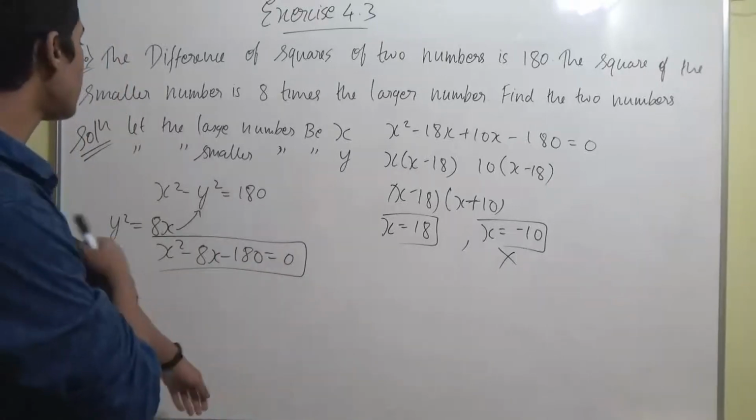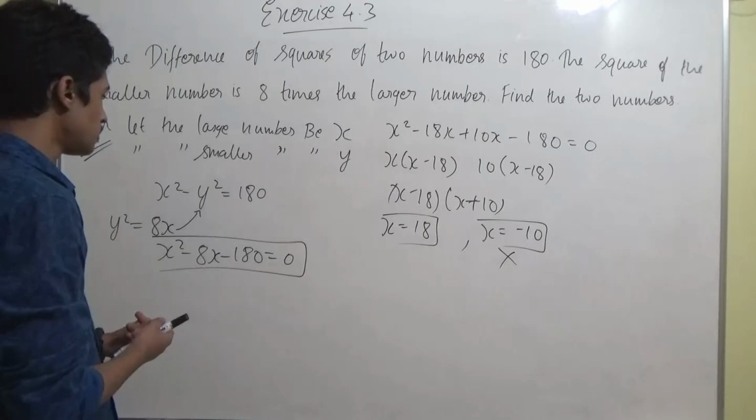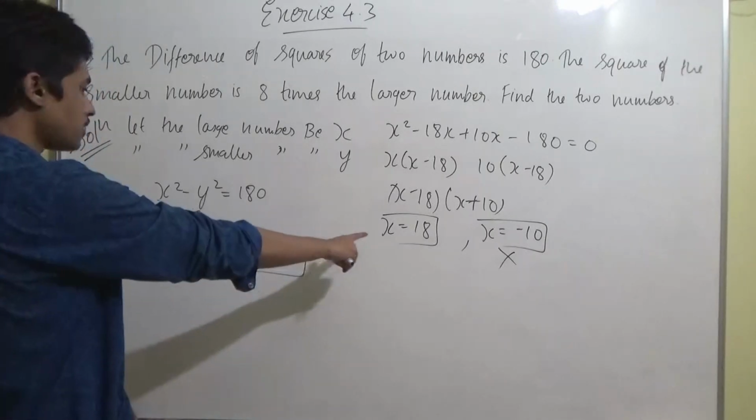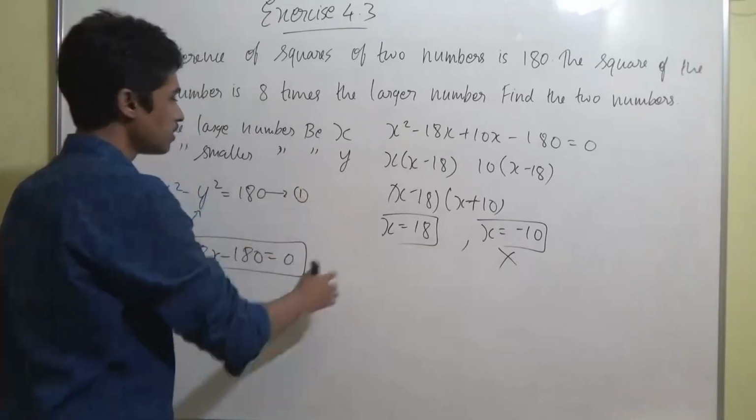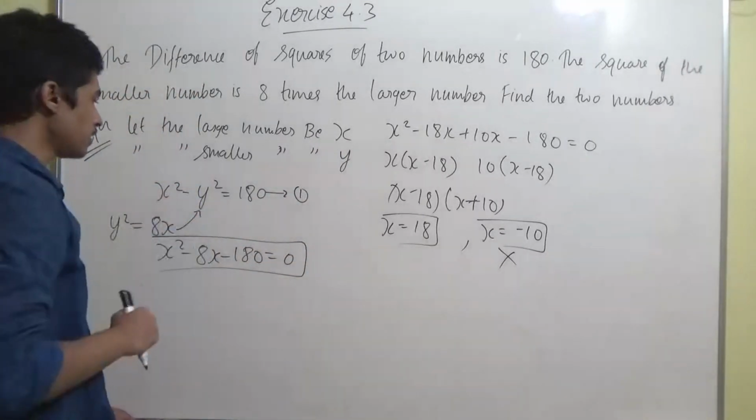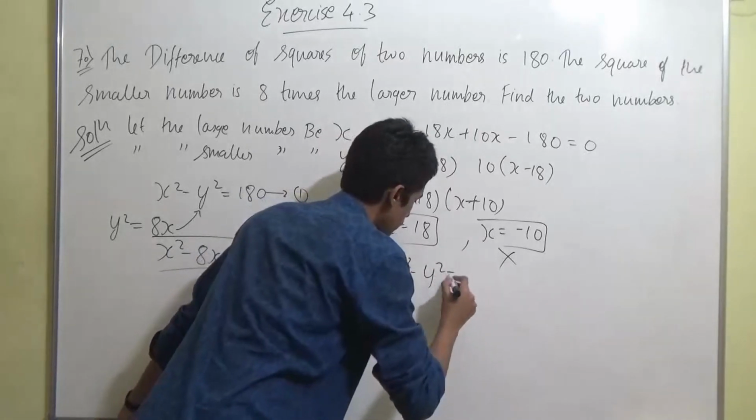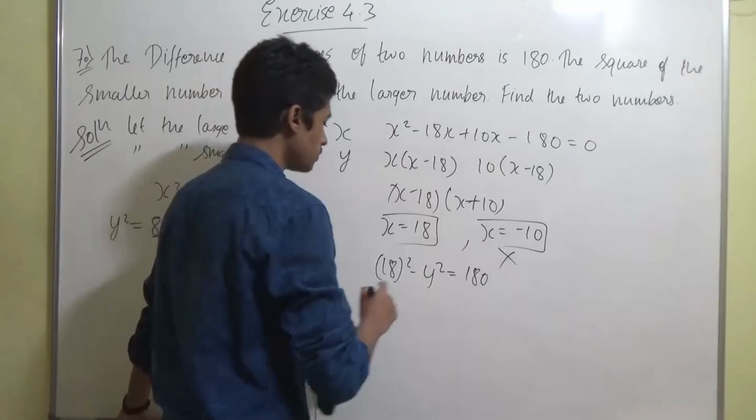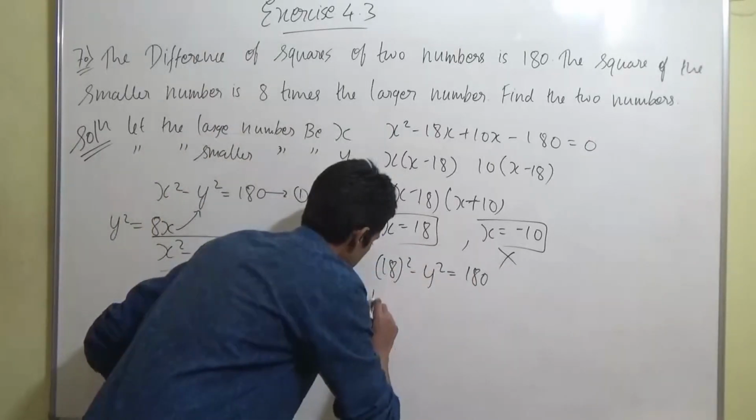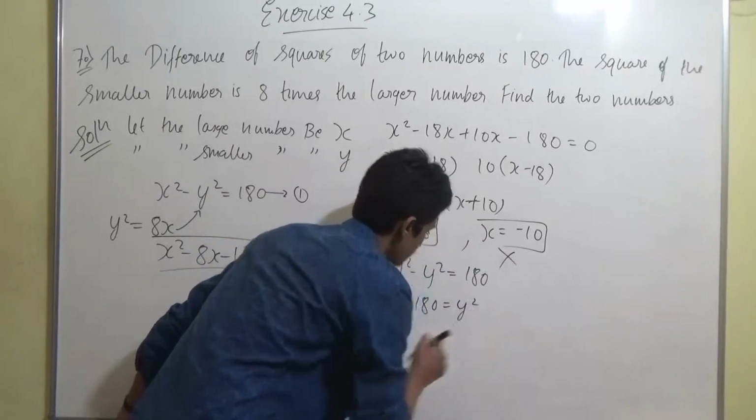Now we have to find the value of y, right? To find the value of y, we'll put the value of x in this equation. Let's consider equation 1. So substituting the value of x in equation 1, we'll get 18 square minus y square equal to 180, right? Which means y square will be equal to, we'll take y square this side. It will be 18 square minus 180 gives us y square.